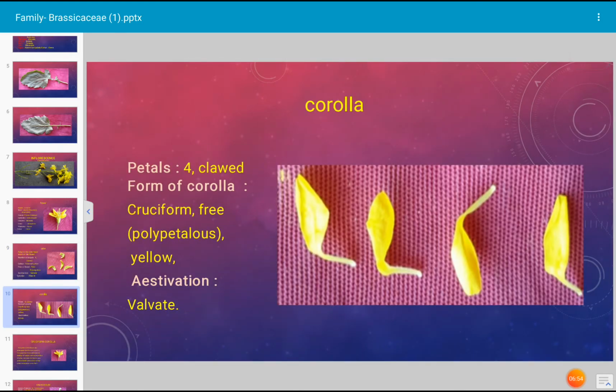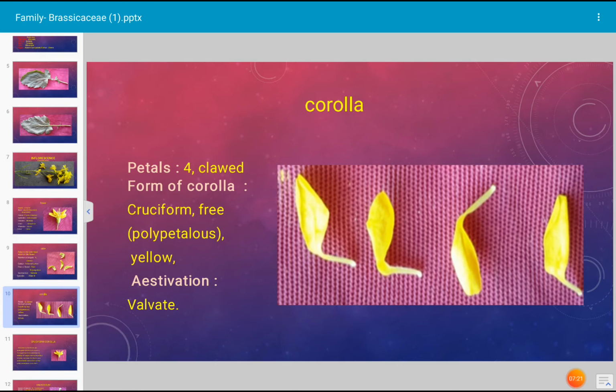This is the corolla of the mustard, the petals. Corolla consists of petals. All the petals together are known as corolla. There are 4 petals and the petals are clawed, as shown in the photograph. The form of corolla is described as cruciform type of corolla.